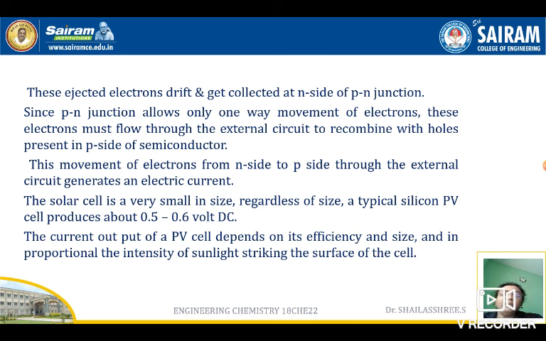A typical small solar cell produces around 0.5 to 0.6 volts of direct current, and the current output of a PV cell depends on its efficiency and size, and in proportion to the intensity of sunlight striking the surface of the cell. This is very important. The size of the solar cell matters to produce a large amount of energy, and the main thing is how much solar light is striking the surface of the PN junction.